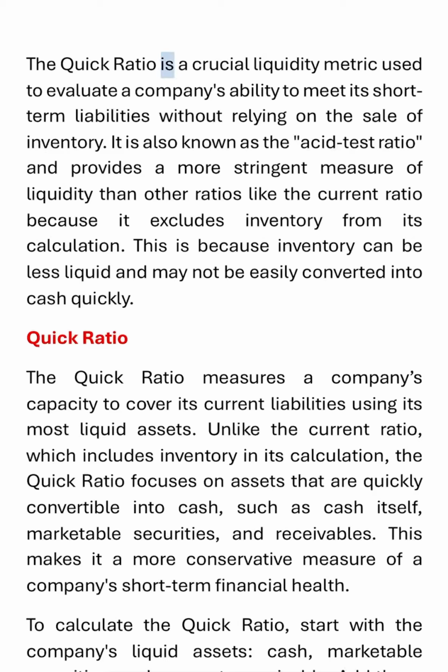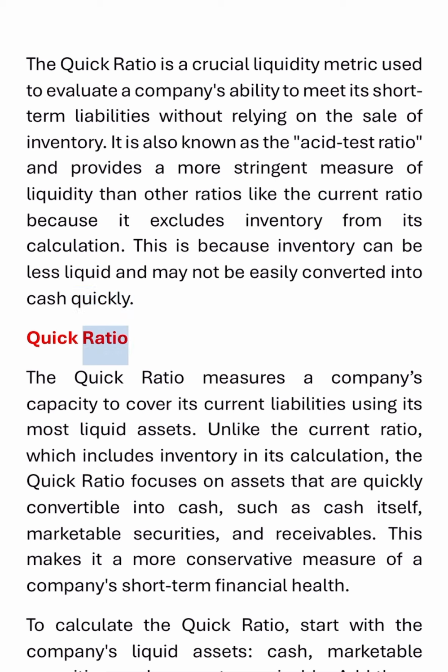The quick ratio is a crucial liquidity metric used to evaluate a company's ability to meet its short-term liabilities without relying on the sale of inventory. It is also known as the acid test ratio and provides a more stringent measure of liquidity than other ratios like the current ratio because it excludes inventory from its calculation. This is because inventory can be less liquid and may not be easily converted into cash quickly.